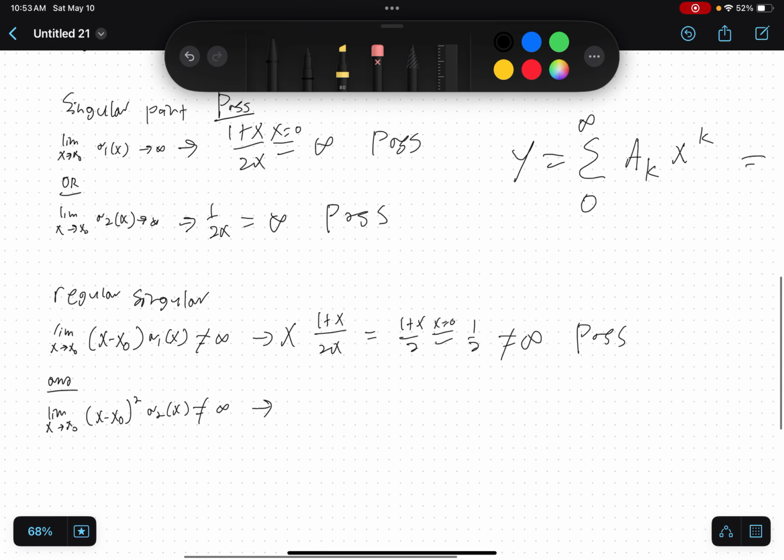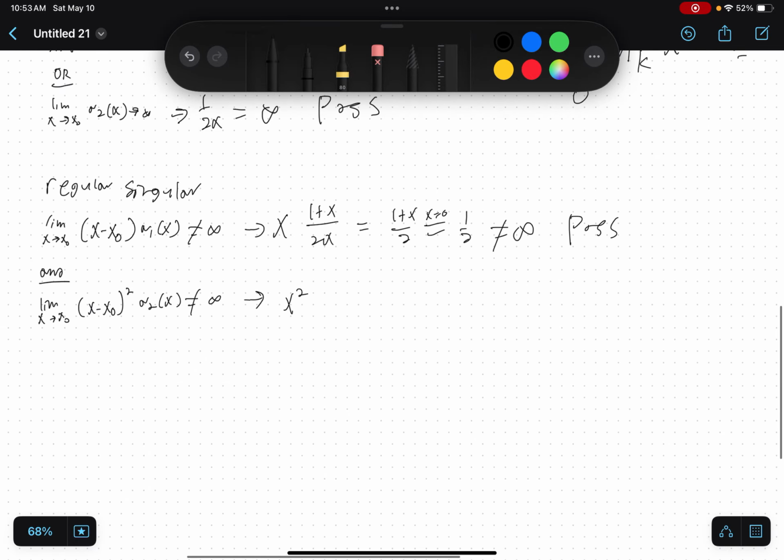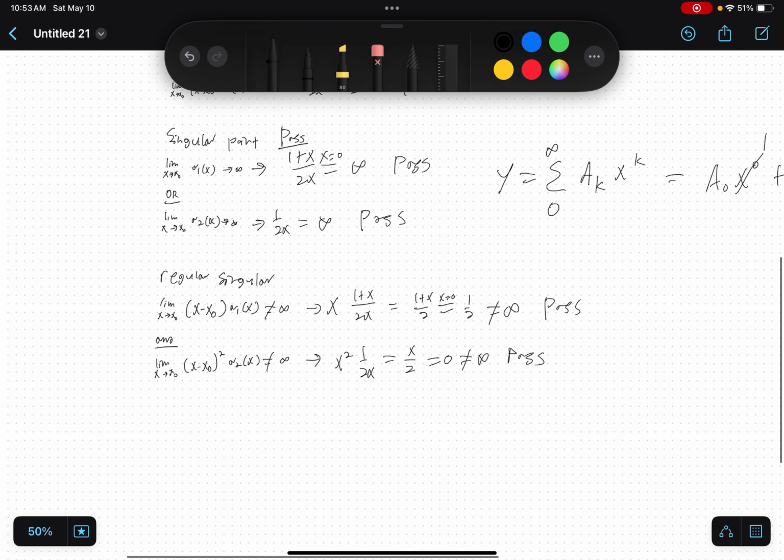Second one, we have x squared times a2, 1 over 2x, which equals x over 2. We plug in 0, we get 0, which doesn't equal infinity. Pass.